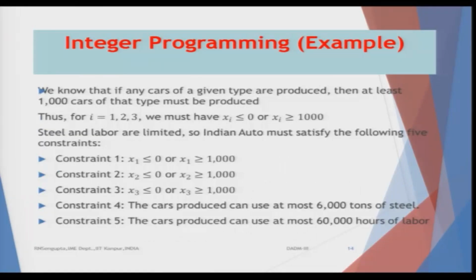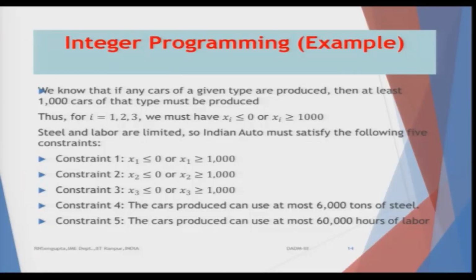Now, we know that if a car of a given type is produced, then at least 1000 cars are to be produced. So, the number of cars produced has to be greater than or equal to at least 1000, and we consider that steel and labour are limited. So, Indian Auto must satisfy the following constraints. Constraints 1 to 3: either you produce or you do not produce, so x1 is at least 1000, x2 is at least 1000, x3 is at least 1000. Constraint 4 is that cars produced can use at most 6000 tons of steel in totality, and the cars produced must in totality use 60,000 man hours.